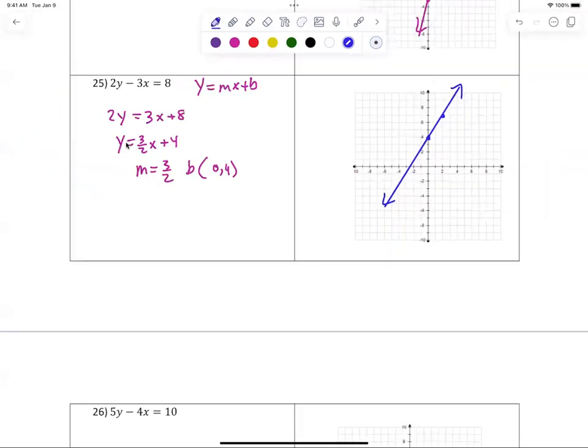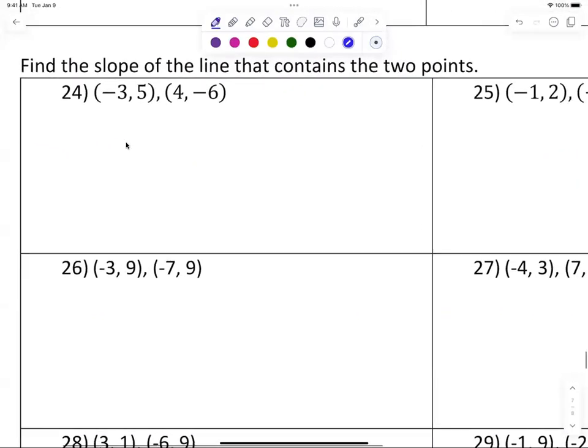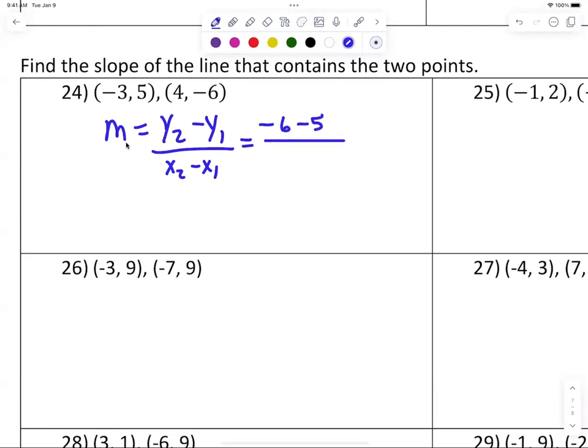All right. Now let's go down the page a little bit. Ooh, who remembers the slope formula? Tell us. y2 minus y1 over x2 minus x1 is brilliant. So if I do y2 minus y1, what is that going to be? -6 minus 5. Wow, Colton jump in here. Thank you, Colton, for joining us today.